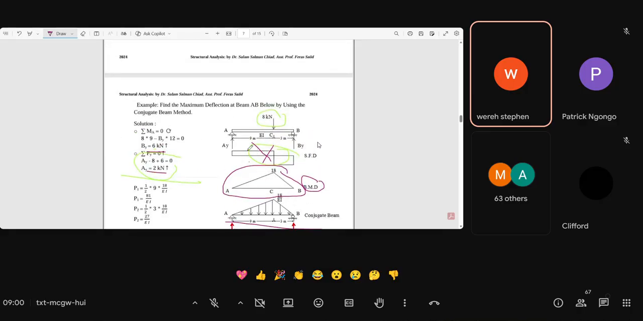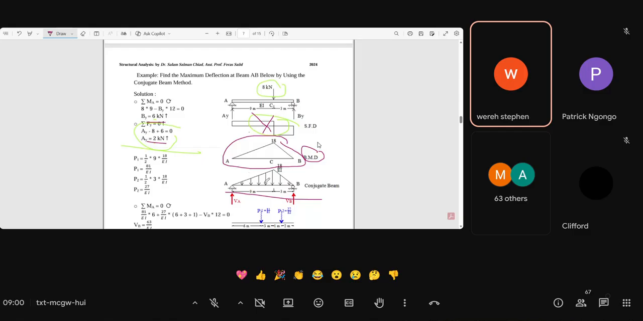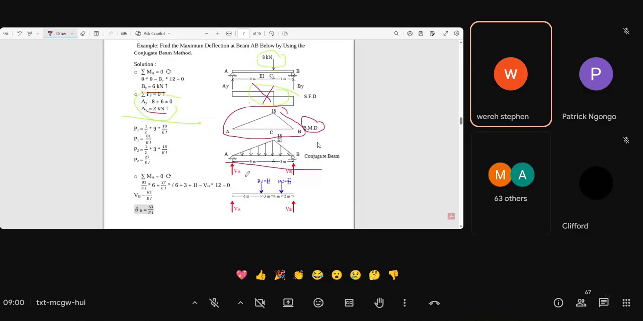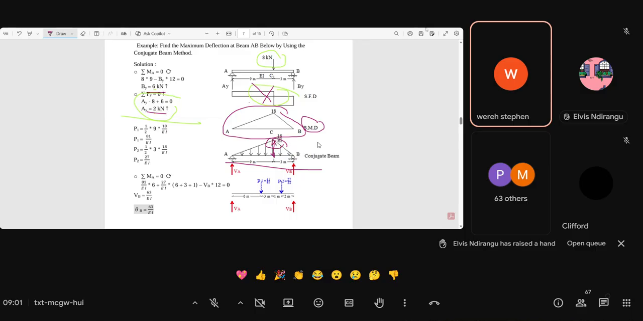We are going to use the same way we have found the reaction in the original beam. The same method, we're going to use it in the conjugate beam. VA plus VB is equal to the total of this loading. Total of this loading, you can divide it, because we have two different triangles of different height.